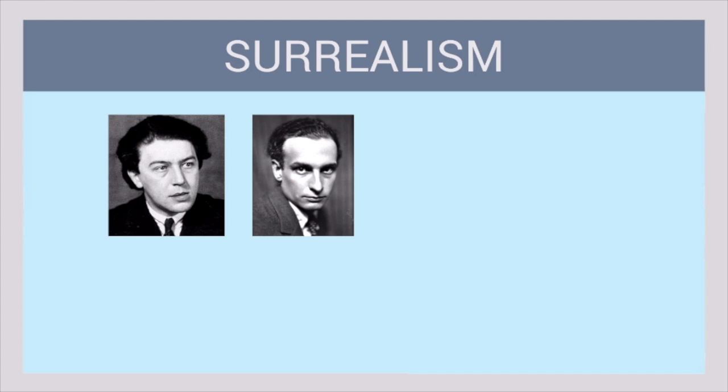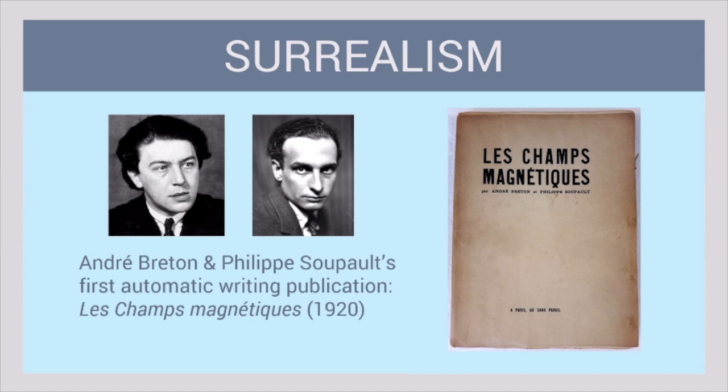With a secular goal of unveiling the unconscious, a fountain of truth and originality, and strongly inspired by Freud's free association technique, the surrealists practiced extensively with automatism. Its first historical product was Breton and Soupault's Magnetic Fields, Les Champs Magnétiques, published in 1920.